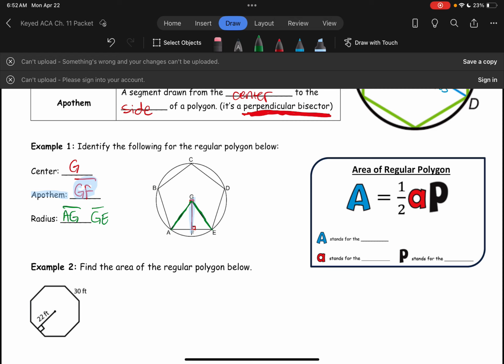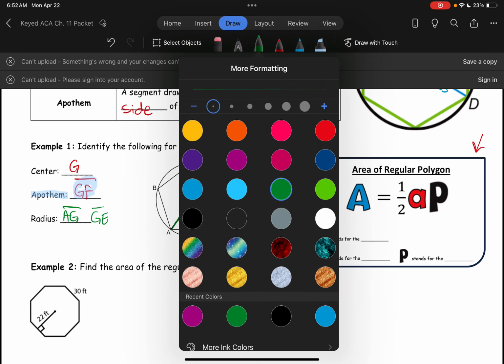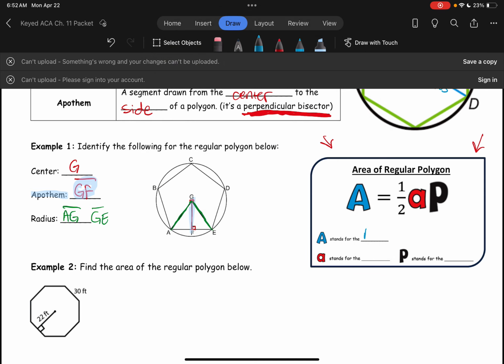And so what we're going to look at now is how do I find the actual area of a regular polygon? The way that we find the area of a regular polygon is going to be by looking at this formula here to the right. So the formula we have is area is equal to 1/2 AP, where the capital A is going to stand for the area, and the lowercase a is going to stand for the apothem.